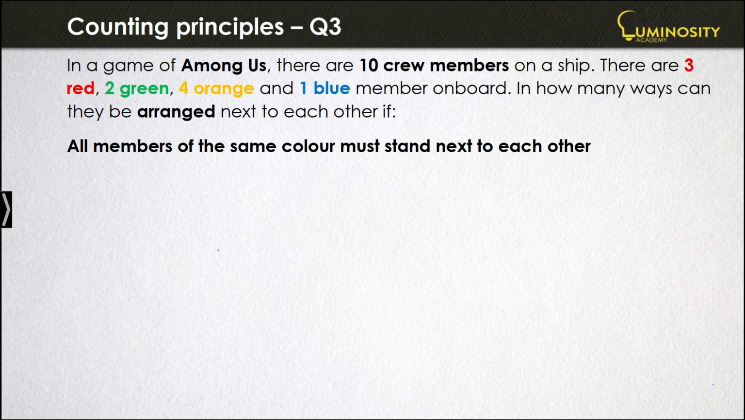Let's have a look at question 3. In a game of Among Us, there are 10 crew members on a ship. 3 are red, 2 are green, 4 are orange, and 1 is blue. So of these 10 members aboard, in how many ways can they be arranged next to each other if all members of the same color must stand next to each other?